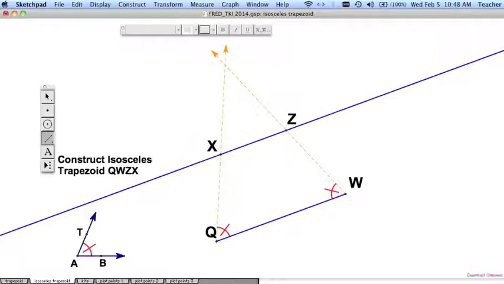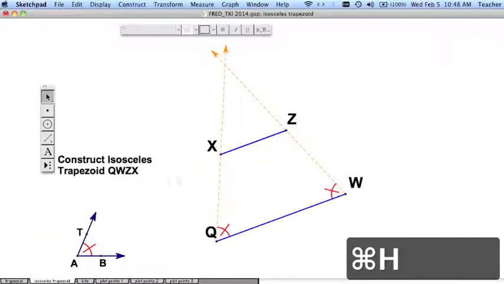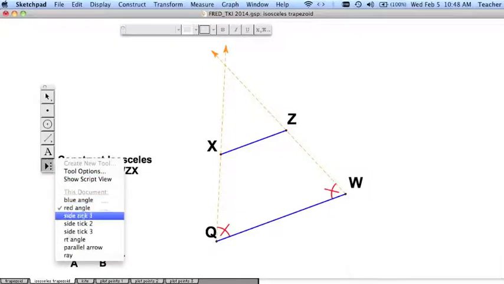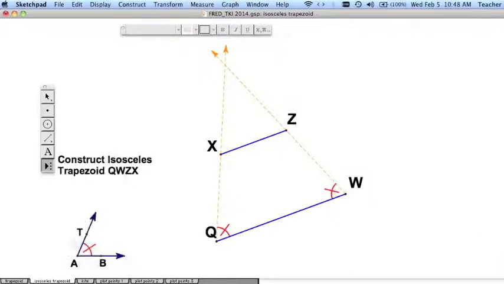I'm going to replace this with a segment. Remember, when you do that, it turns your construction line dashed. And before I do anything else, I'm going to put my little parallel arrows in, from Q to W. Nice. So just like before, I've got these two parallel lines.